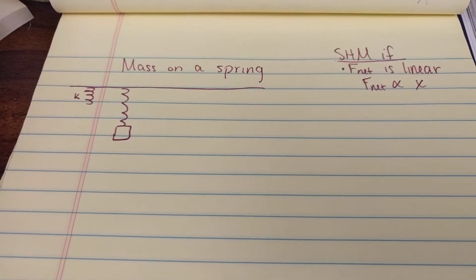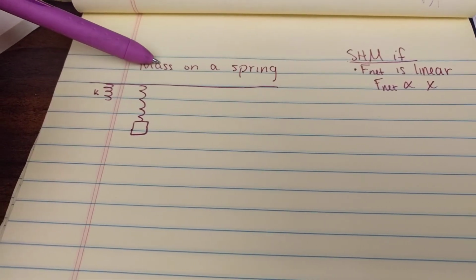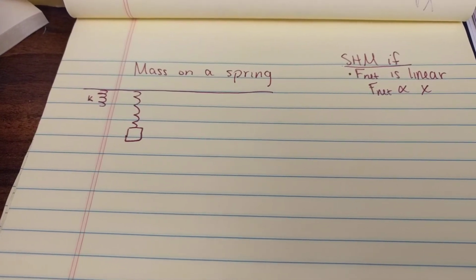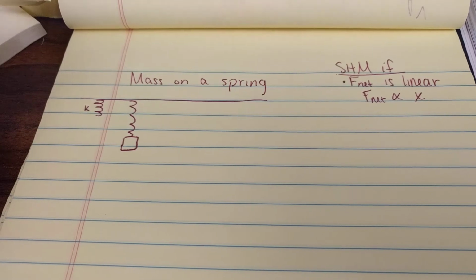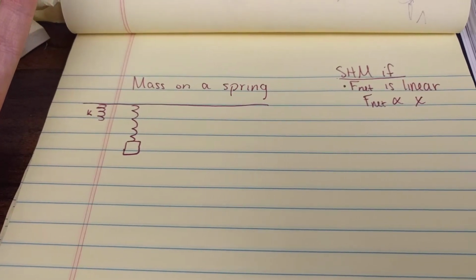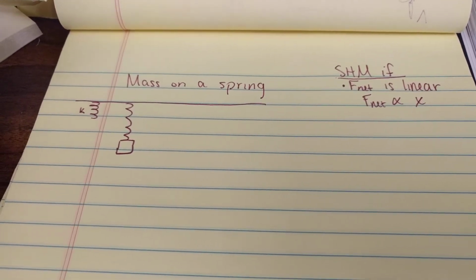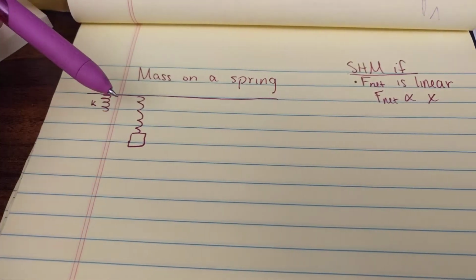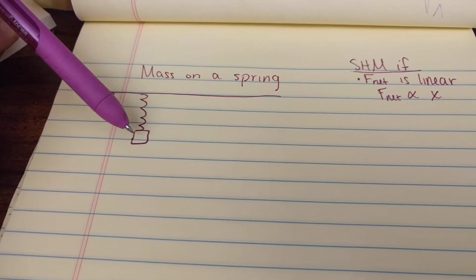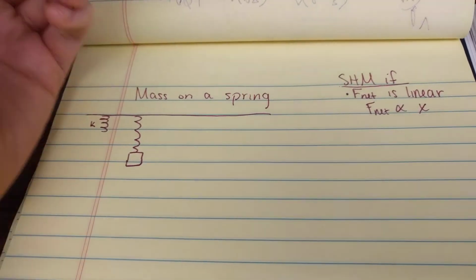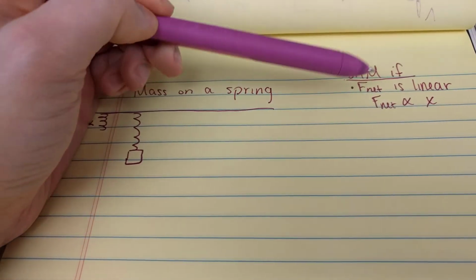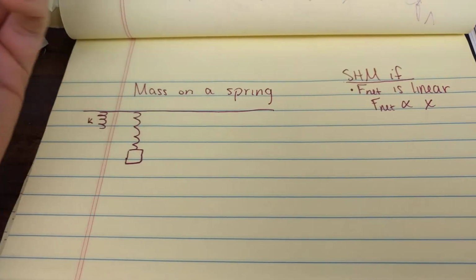Hey everyone. So our goal here is to determine whether a mass on a vertical spring is simple harmonic motion. We can determine this if a mass hanging in the air on a spring has a net force that is linear.